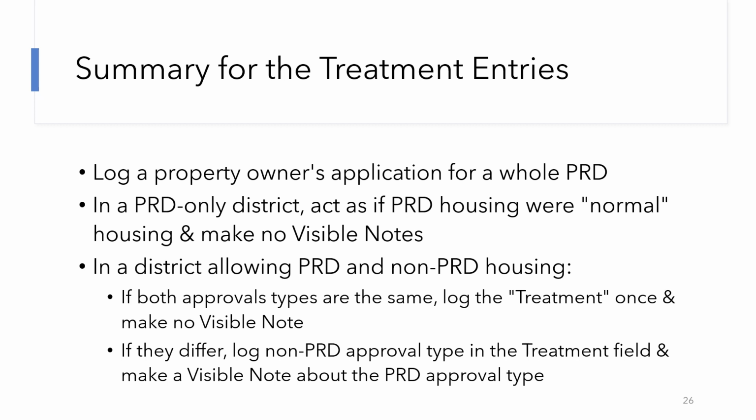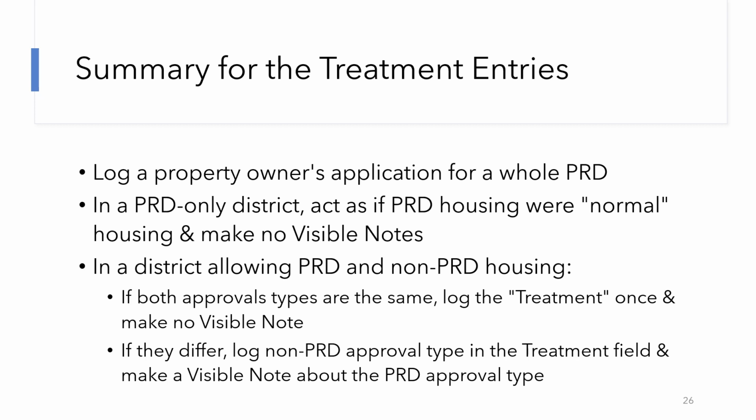So to put this all together, what you're going to do is log a property owner's application for a PRD in the PRD treatment field. Do they need a public hearing, or is it allowed conditional? In a PRD only district, you're going to act as if PRD housing were normal housing. You're going to make no visible notes, and all the treatment fields will match the PRD treatment. In a district that allows PRD and non-PRD housing, if both approvals are the same, you're going to log the treatment once and you're going to make no visible notes.